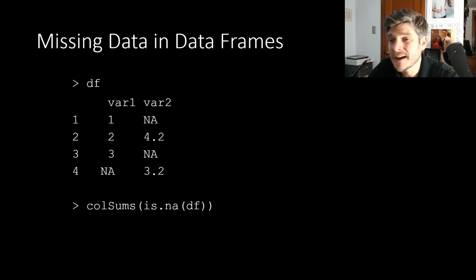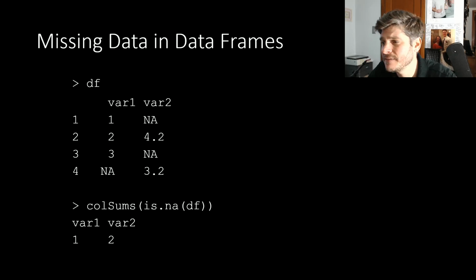If I want to figure out how much missing data is actually in my data frame, I'm going to use my column sums function. Inside my column sums function, I use the is.na, because again, that'll return my true or falses. I tell it to run on my entire data frame. So it's going to turn everything into true or false in my data frame, whether or not it's missing. And then it'll add those numbers up for each column or each variable. And there we go. Variable 1 has 1 missing data point, and variable 2 has 2 missing data points, which is exactly what we expected to happen.